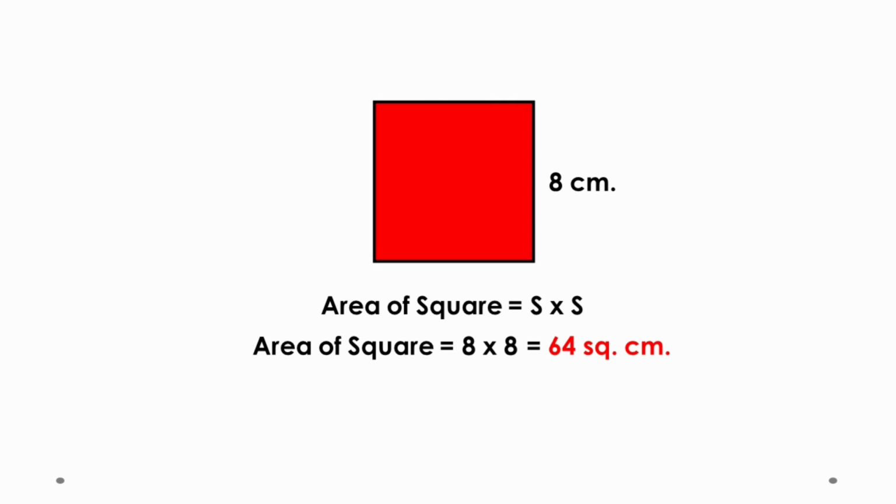As you may have noticed, the term square centimeter has been used for area. We cannot use units such as centimeter or meter for area as they measure distances in straight line. So to measure area, we use squares. And here, as our measurement is in centimeters, the area would be 64 square centimeters.